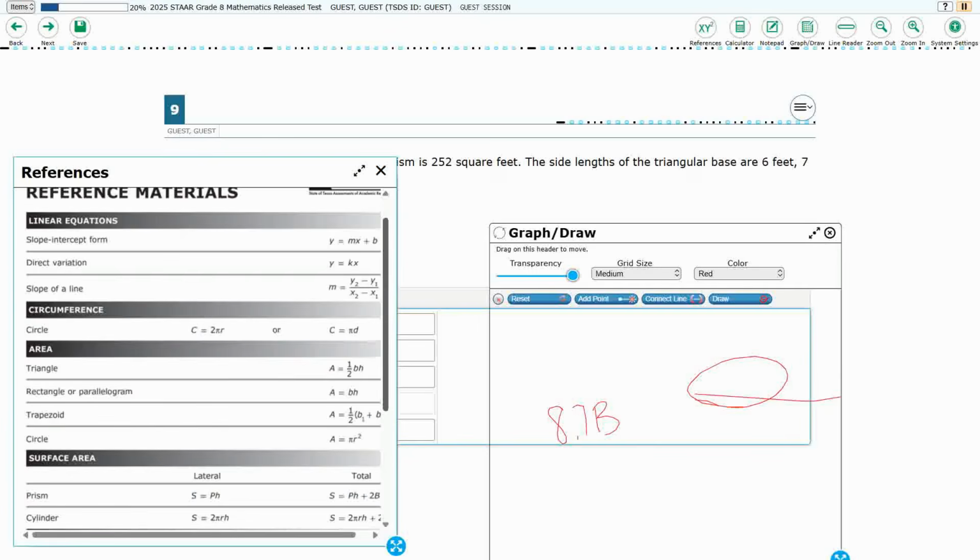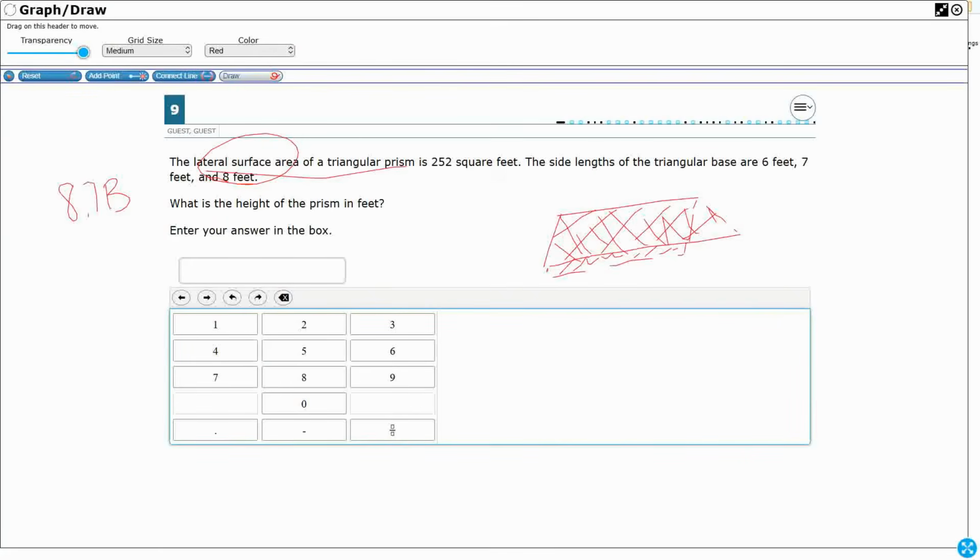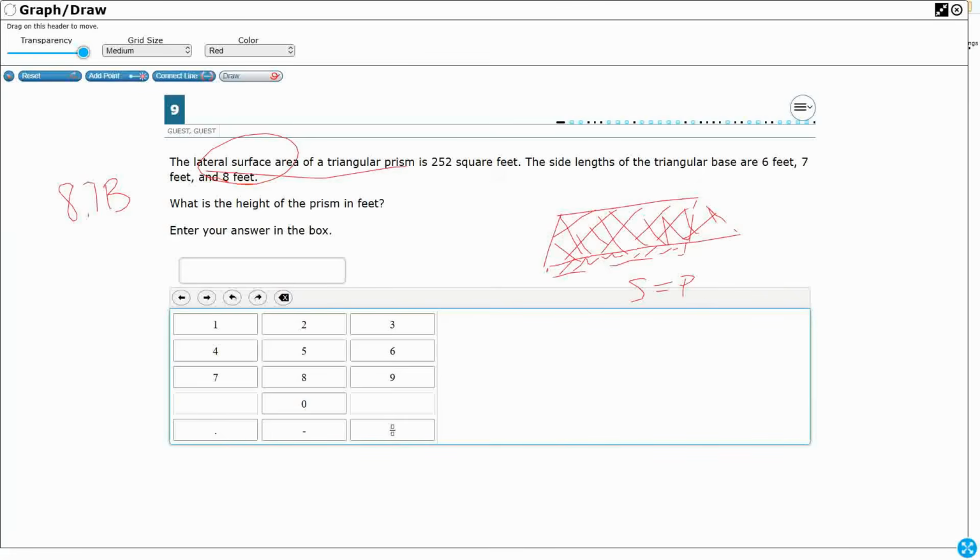And we've got surface area. This is a triangular prism, and it's lateral. So S equals PH. That is going to be our formula. So that lateral surface area is perimeter times the height. Now, when we're talking perimeter, we need to know the perimeter of what? Well, it's the perimeter of the base.